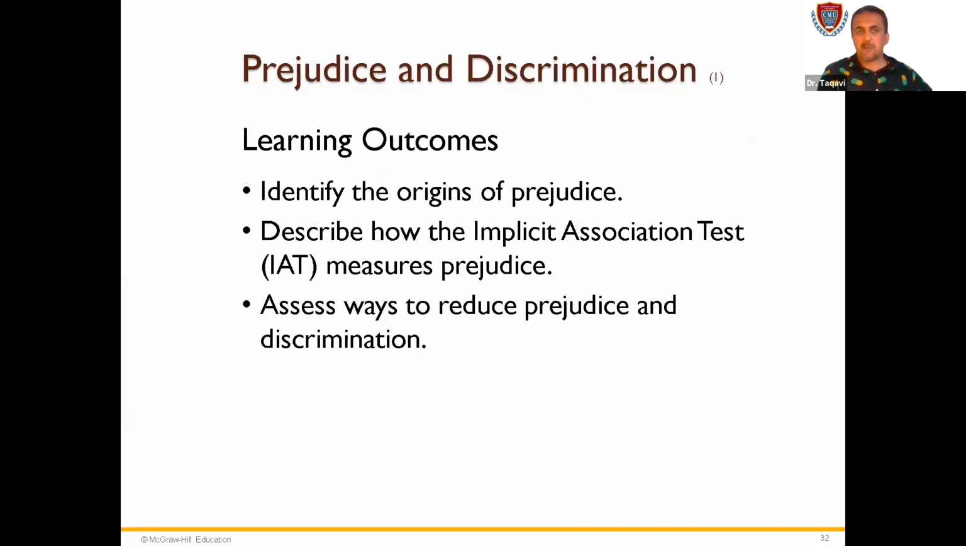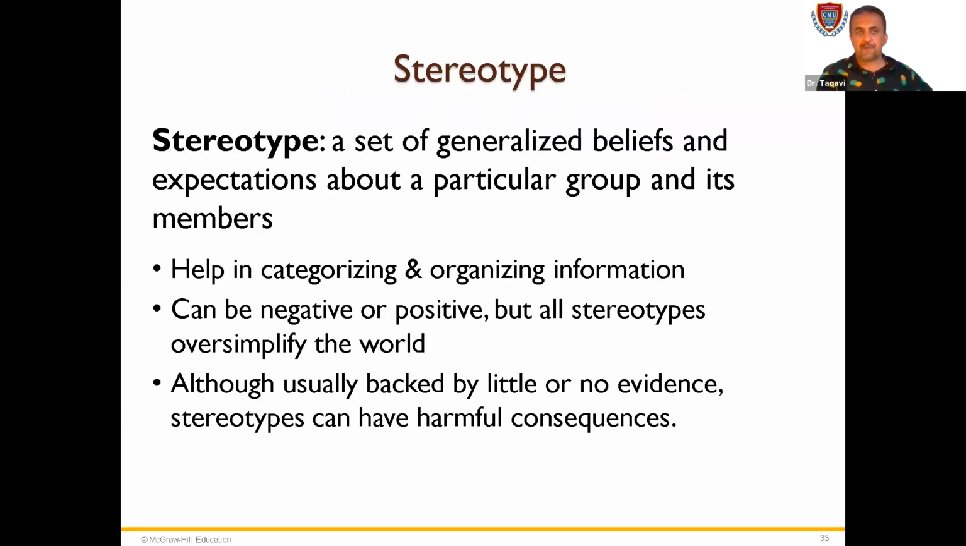The other part is about prejudice and discrimination. Identify the origins of prejudice, describe how the IAT, the implicit association test, measures prejudice, and assess ways to reduce prejudice and discrimination. What are stereotypes? We want to know about stereotypes.